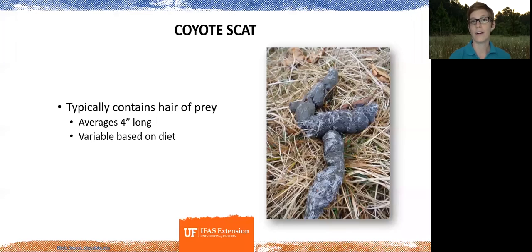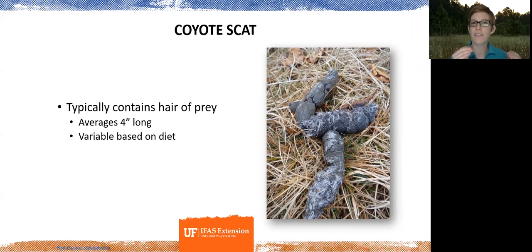It will vary also based on their diet. So if they're feeding on mammals and things, there will be more hair and bones present. If they're feeding on, say, more organs or fruit, their stool might be not as solid, we'll just say that. So it can be quite variable, but those are some things to note.